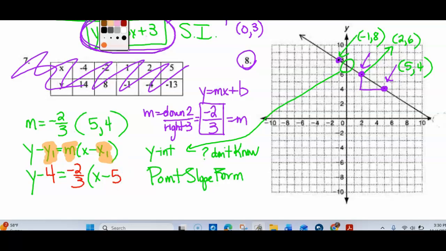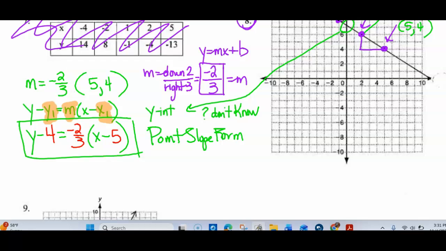Now take a look at that. Does that make sense to you? Nothing needs to be polished there. That is called point slope form. But our ultimate goal was not point slope form. Our ultimate goal was slope intercept form. So what we have to do next, remember, to get y by itself, we have to distribute. So this is y minus 4 equals negative 2/3 x. Then you're going to take negative 2/3 times negative 5. That's plus 10/3. That's 3 1/3.